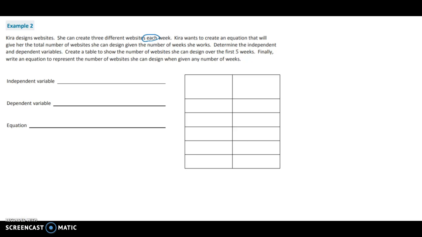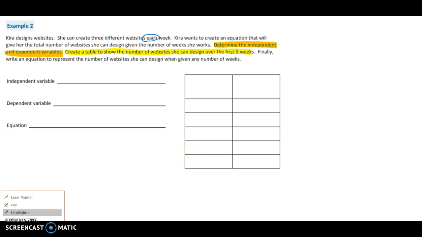I'm going to highlight those. Determine the independent and dependent variables. Next, it tells me create a table to show the number of websites she can design in 5 weeks. Let me put that in a different color here. Let's use yellow. That was the second thing. Create the table for the first 5 weeks. So 1, 2, 3, 4, 5.